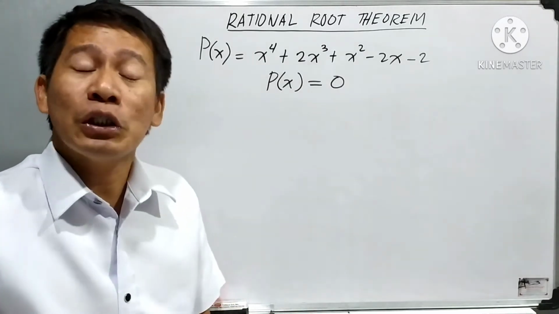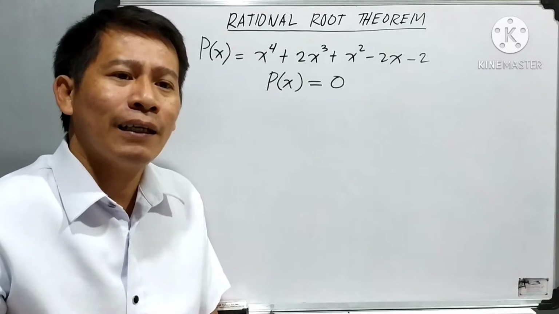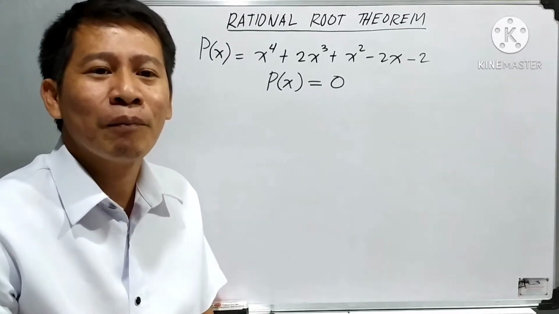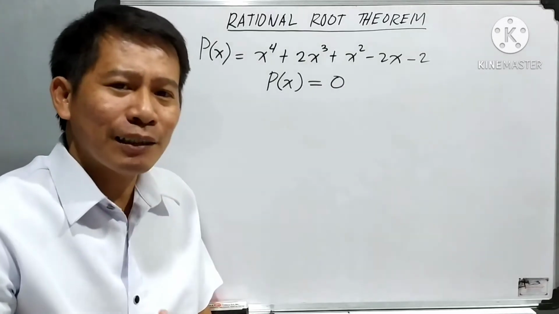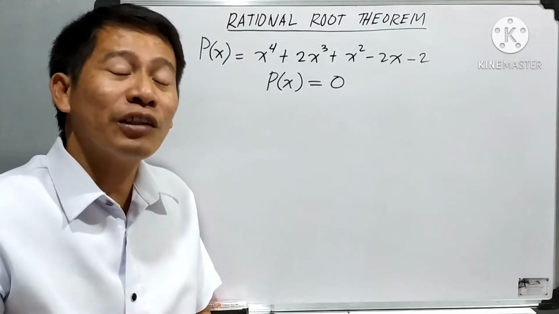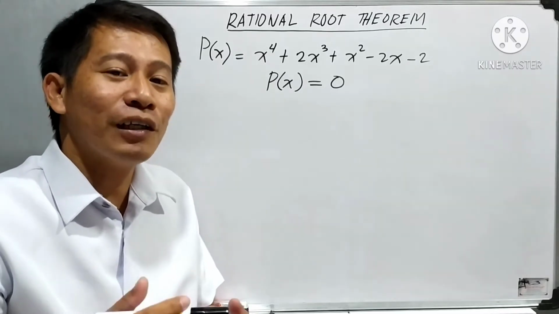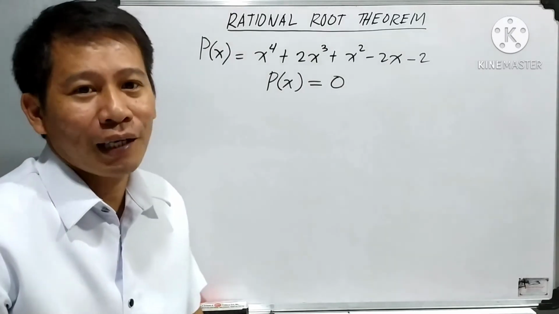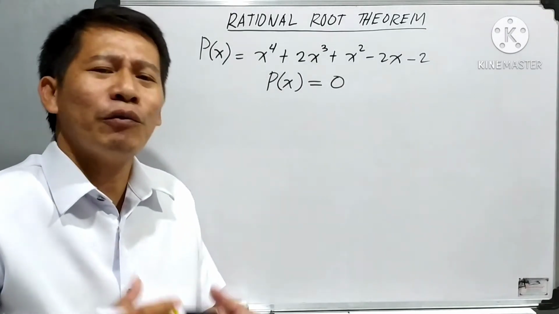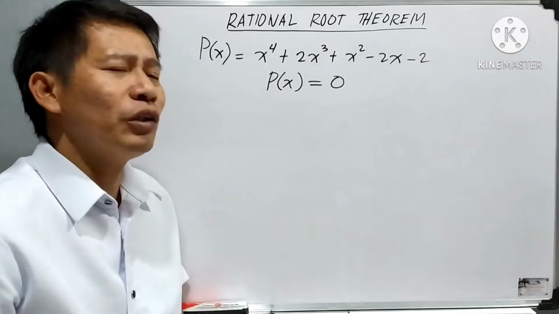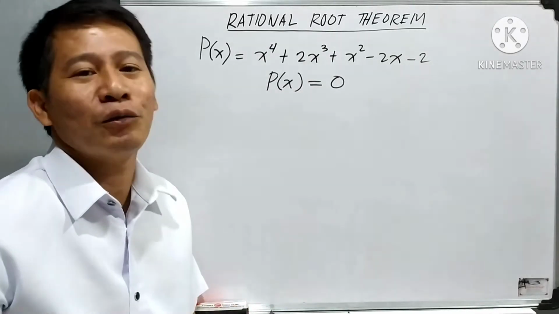The rational root theorem provides us the list of all possible rational roots. And from these possible rational roots, we can determine which are the real rational roots of the given polynomial p of x. So, how are we going to use this rational root theorem to determine these rational roots?